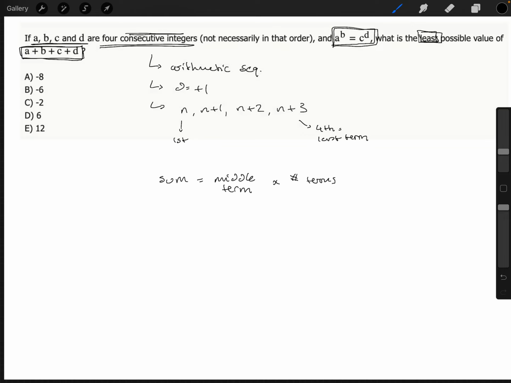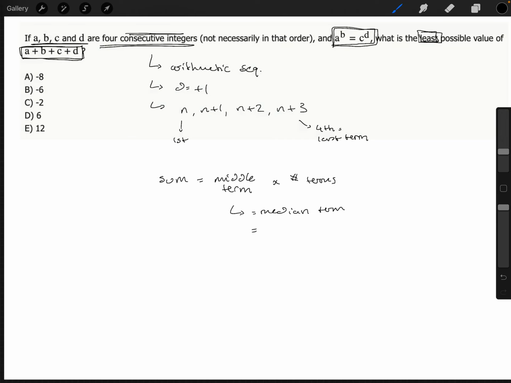So just to add to this understanding of the sequence, we know because they're consecutive integers, it's an arithmetic sequence, we know the common difference is +1, we know that it follows the form n, n plus 1, n plus 2, n plus 3, where n is the first term and n plus 3, sorry, is the fourth term. In this case, it equals the last term of this particular sequence.